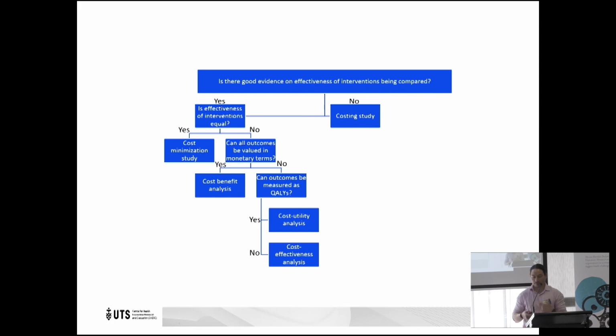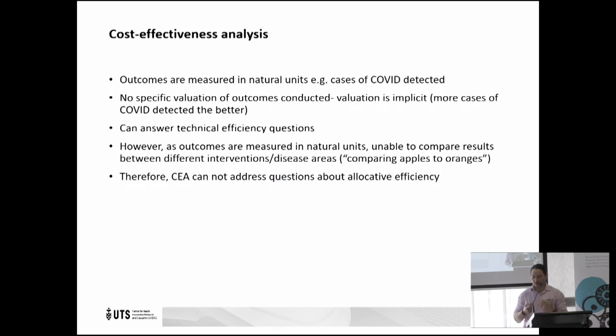So we talk about it being in natural units. That's our outcome. So I would pick a cost effectiveness analysis. The outcomes are measured in natural units. We don't have a specific valuation of that outcome. The valuation is implicit. The more accurate that test is, the better. So therefore, it can answer that technical efficiency question. We want to have tests out there that can accurately diagnose COVID. We just want to work out what's the best way of doing it. Is the extra cost for the PCRs worth the better accuracy that it provides?